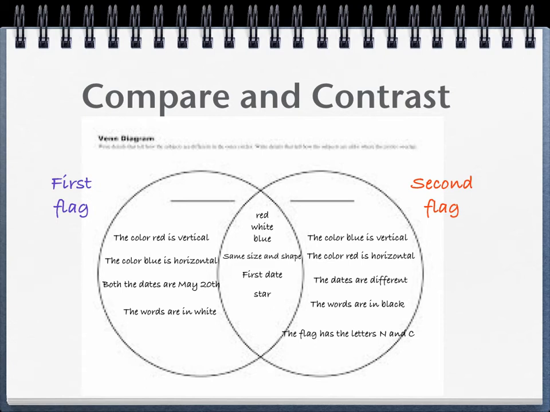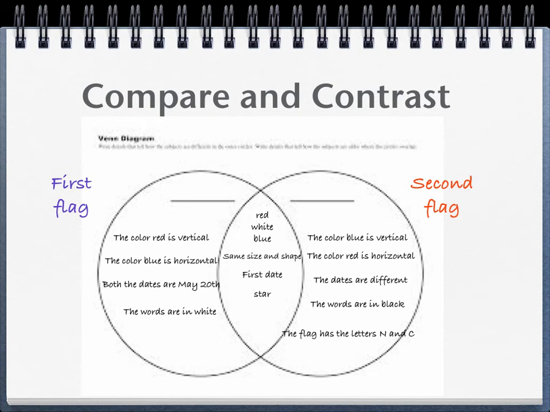It was the same size and shape. They never changed that. The first date of May the 20th, 1775 was the same on both flags, and the star in the center never changed. That flag stayed the same for 100 years. It had minor changes. We took the commas out of the dates, and then we added a little bit of length to make it longer than the width would be.